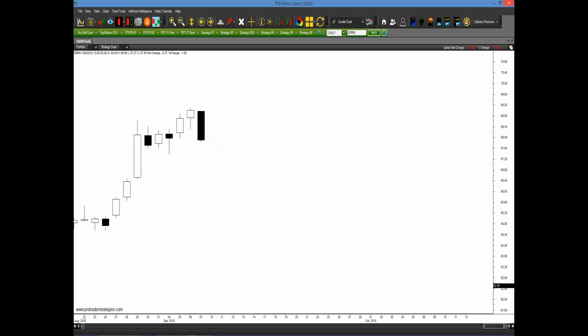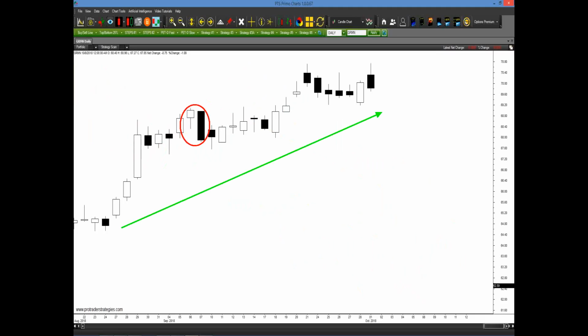Let's look at GRMN, Garmin. Uptrend. What do we have here? A bearish engulfing pattern. So this is telling us we should sell according to traditional wisdom. But we don't listen to that anymore. We only listen to the market. So how do we listen to the market? We apply the PETD, all right?